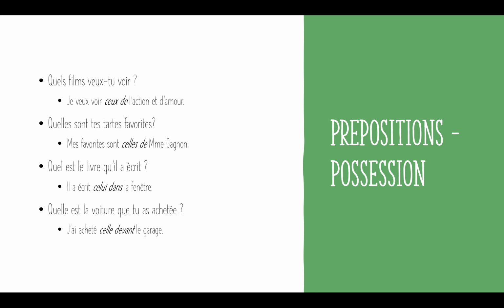J'ai acheté celle devant le garage. Quelle est la voiture que tu as achetée? J'ai acheté celle devant le garage. I bought the one in front of the garage. You can see how similar this is to English in many ways. Okay, my favorites are those of. He wrote the one in. I bought the one in front.